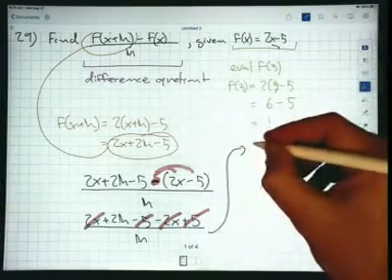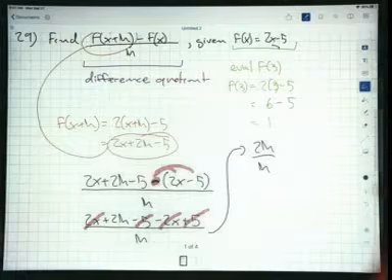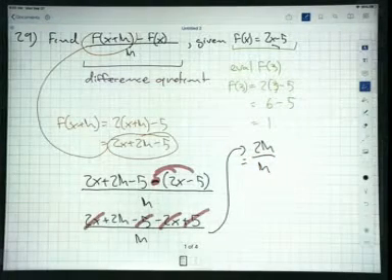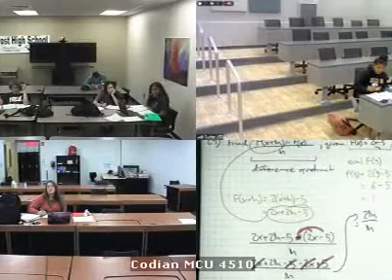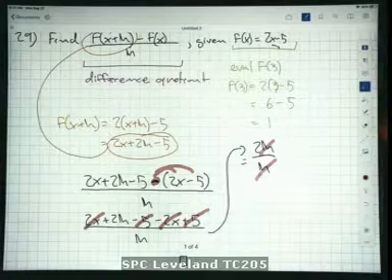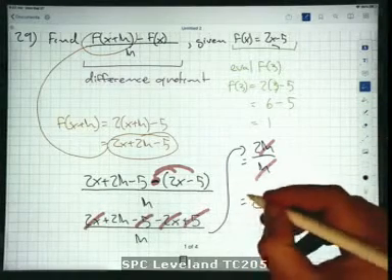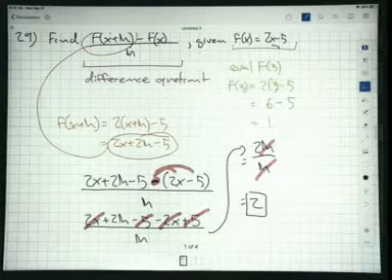Now here's what we're left with. 2h over h. And what happens here? The h's cancel out, and we're left with 2. And that's the difference quotient.